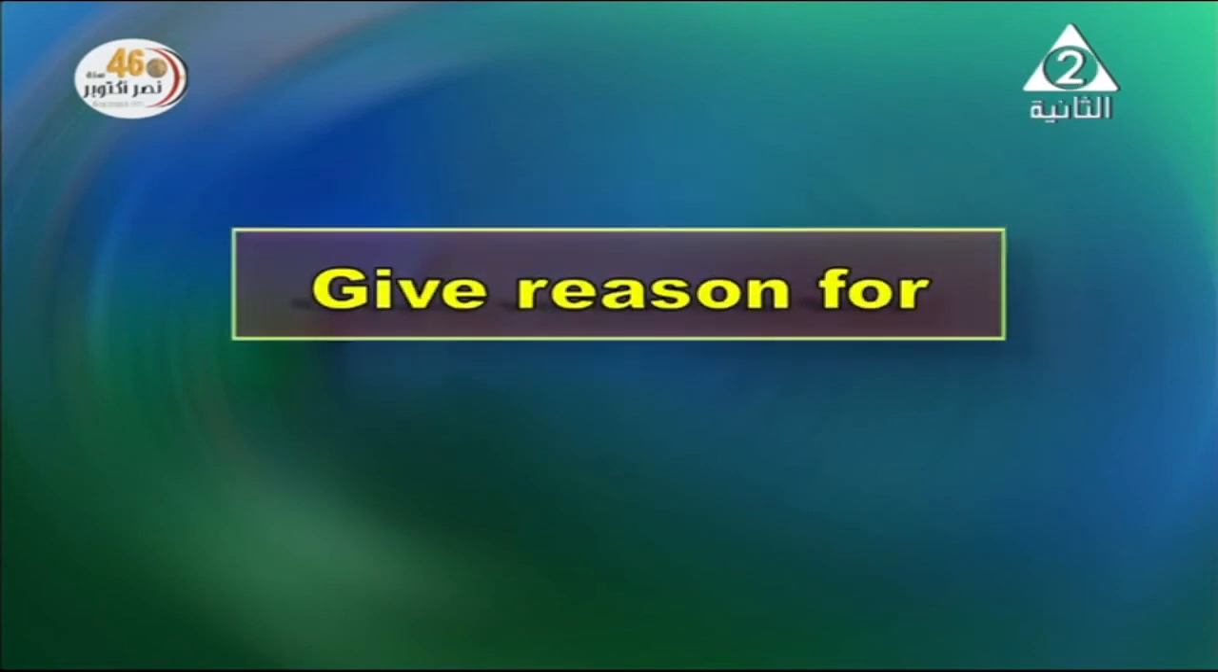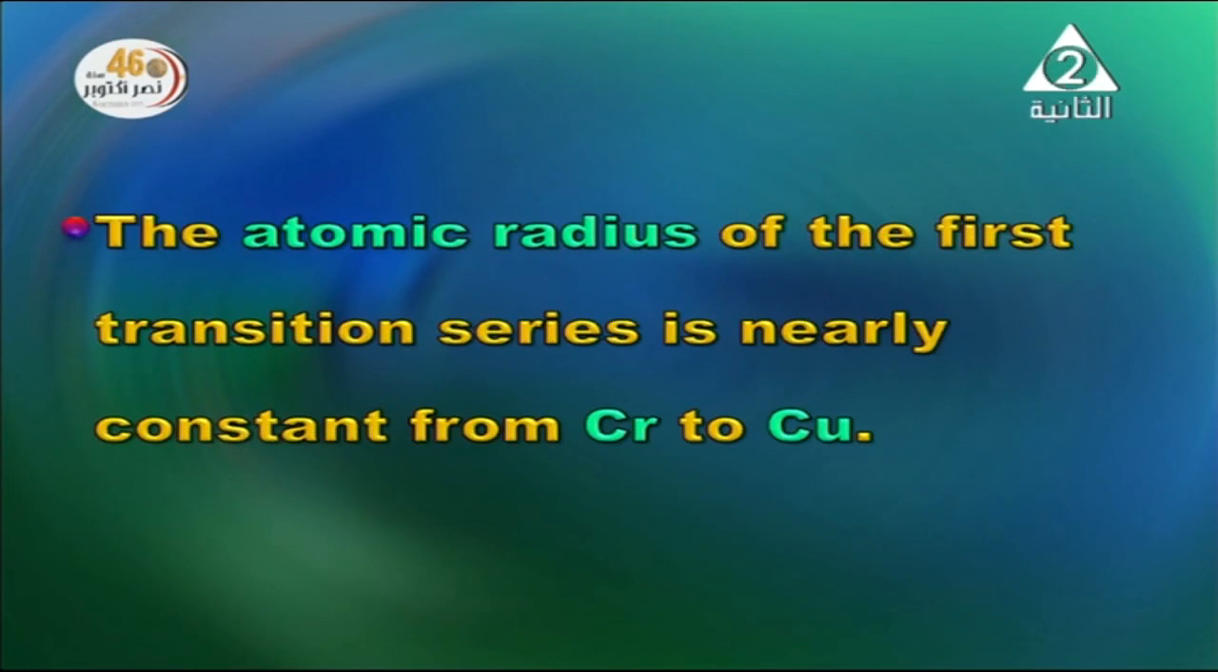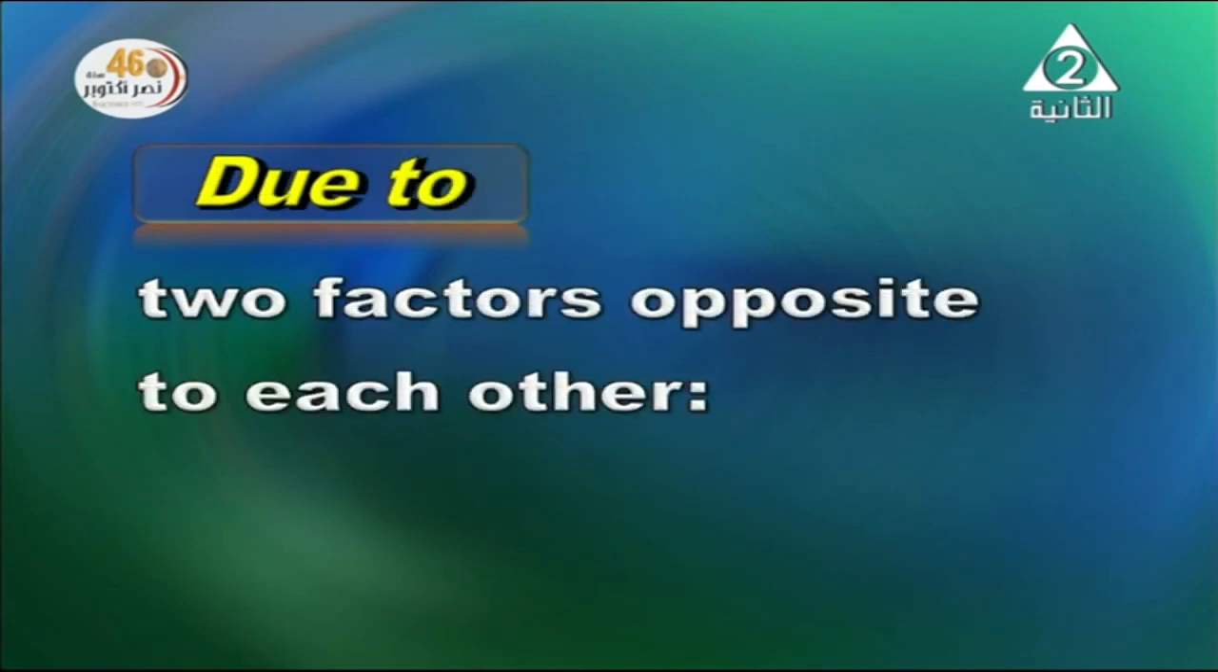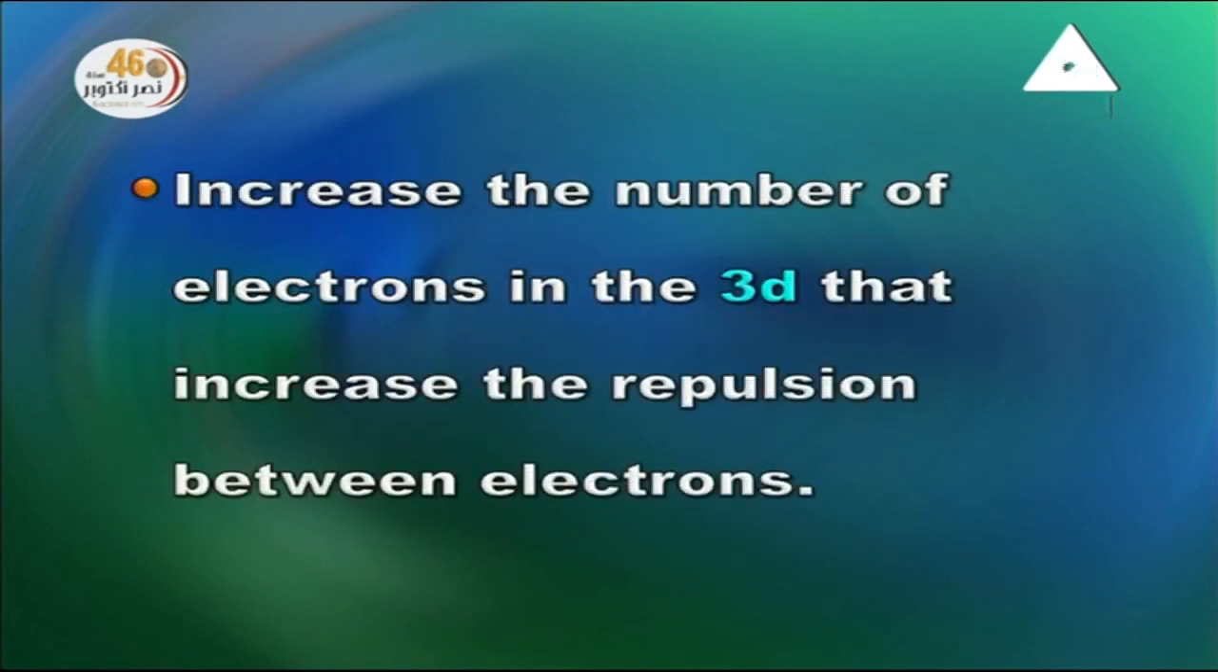Next type of question, give reason for. The atomic radius of the first transition series is nearly constant from chromium to copper. The reason for that is the presence of two factors which are opposite to each other: increasing the positive nuclear charge, which increases the attraction force of the electrons, and increasing the number of unpaired electrons at 3d sublevel, which increases the repulsion force between the electrons.